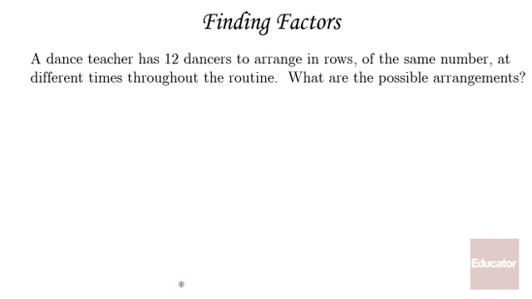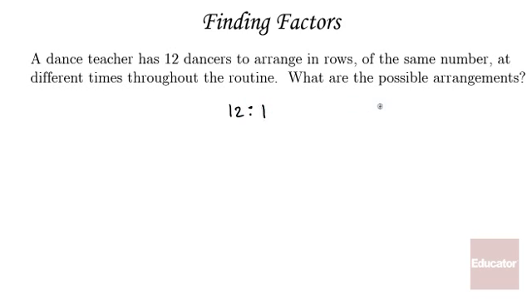Let's try finding some factors. A dance teacher has 12 dancers to arrange in rows of the same number at different times throughout the routine. What are the possible arrangements? Well, let's find the factors of 12. When you list factors, it's very easy to drop a factor. I think the best way to make sure that you don't drop any factors is to put them in pairs.